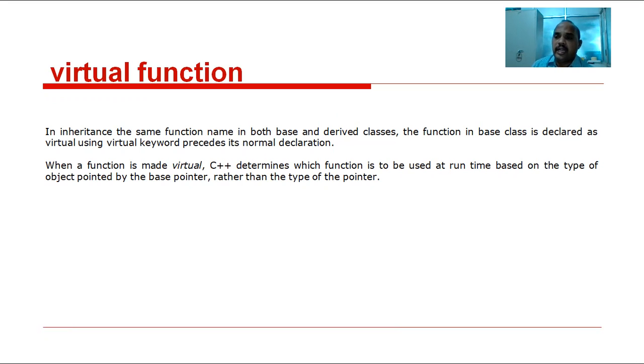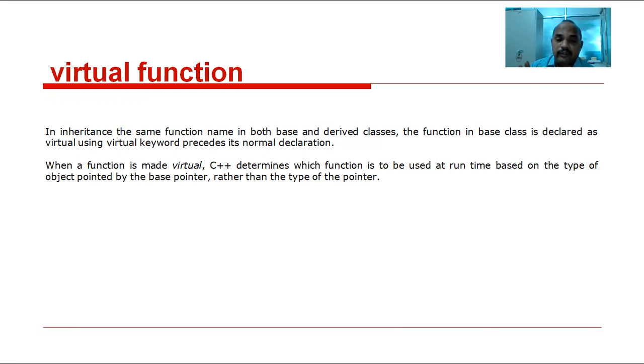In inheritance, the same function name is used in both base and derived classes. The function in the base class is declared as virtual using the virtual keyword, which precedes its normal declaration. When a function is made virtual, C++ determines which function is to be used at runtime, based on the type of object pointed to by the base pointer.